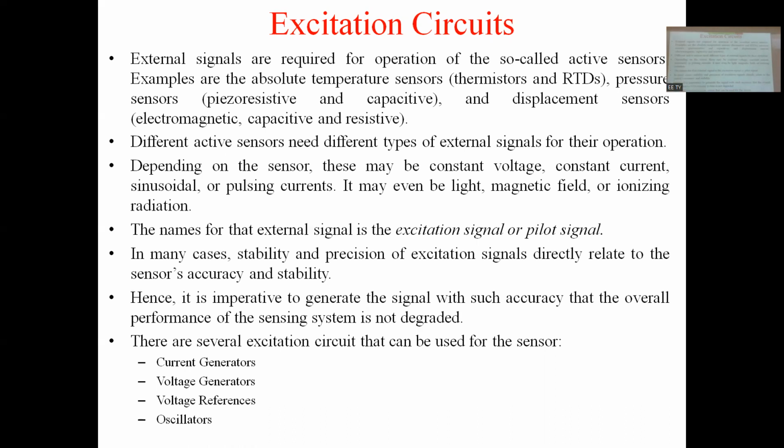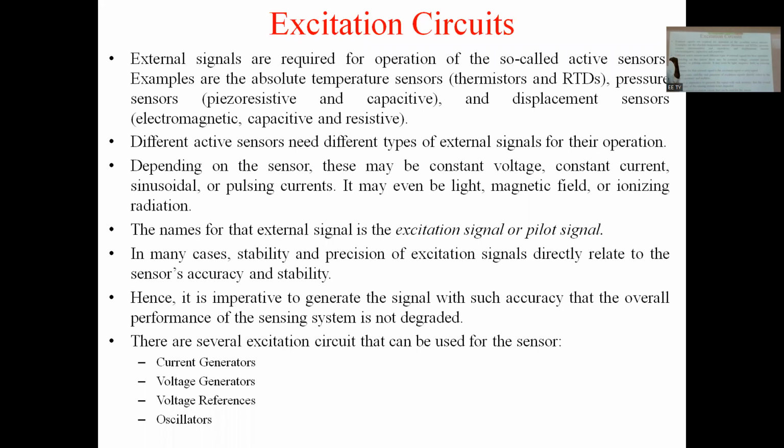Depending on the sensor, it may be constant voltage. Some sensors require a constant voltage. Some sensors require a constant current. Some need a sinusoidal current, some need a pulsating current. It may even be light, magnetic field or ionizing radiation. So these are some of the excitation signals, like constant voltage. Some sensors require constant voltage, some require constant current, depending upon the sensor. Which type of sensor is there? That is an active sensor, and to enable its operation, which type of signal is required?